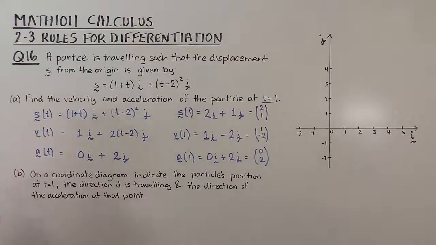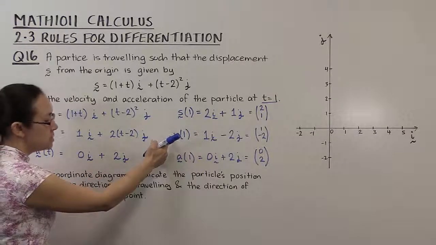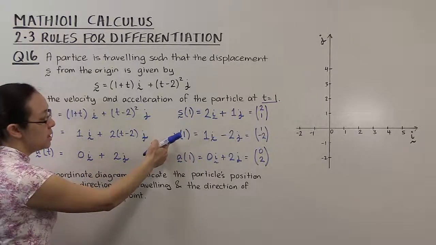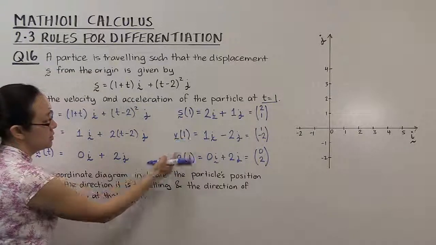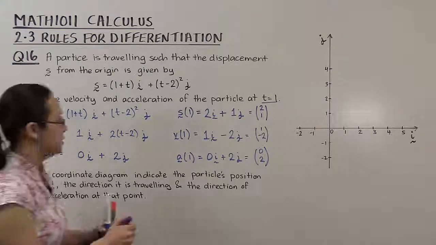So the displacement is where it is after 1 second, then how fast it's going after 1 second, and that includes the direction of the velocity, and then the acceleration after 1 second. Now we want to put this on a diagram indicating what's going on at t equals 1. So let's see what's happening.